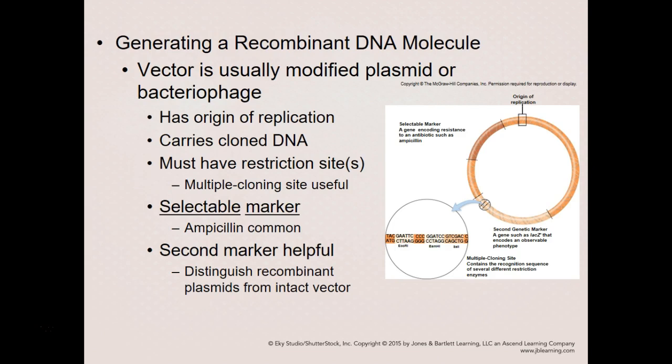A second marker helps us to distinguish between cells that took in the plasmid from cells that took in the plasmid with the genetic information we care about. So we'll always have some cells that just take in a plasmid, but no genetic information, and other cells that took in a plasmid that also has in it the genetic information that we care about.